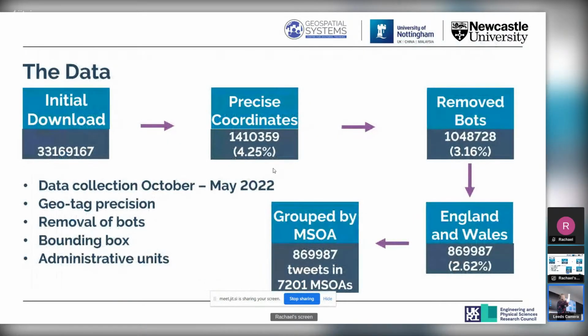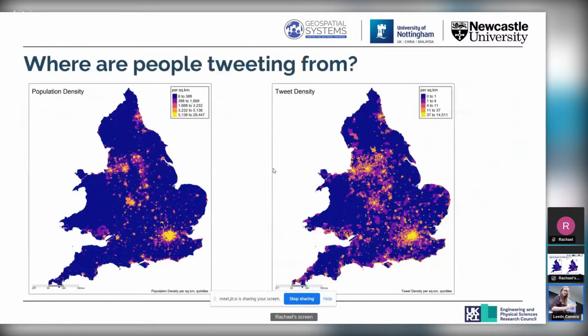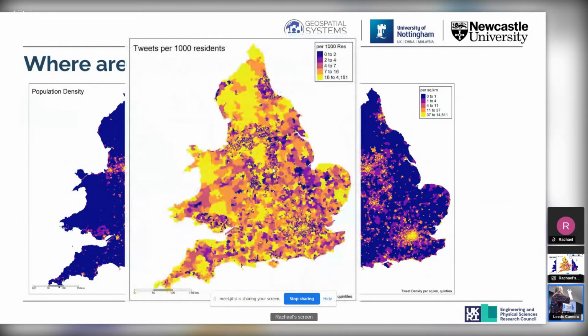So then going on from that, I filtered down to just looking at England and Wales. Obviously tweets are collected for a bounding box, and then I grouped this by MSOA. So just as a brief introduction to some results, surprise, surprise, areas with higher population density are the more yellow, areas with higher tweet density are the more yellow. Guess what? More people tweet, more tweets come from where there's more people. Unsurprising.